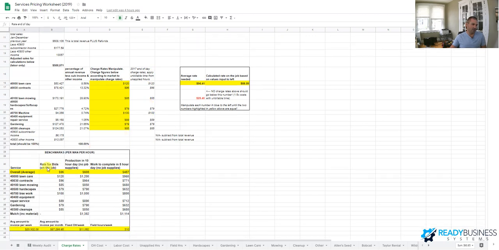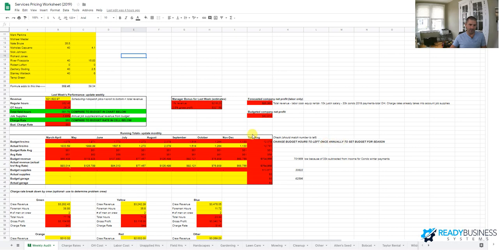So down here, it gives you a graph with benchmarks, telling you what you need to accomplish, how much you need to invoice a week, how much you need to invoice per month. It'll tell you the rate you should be bidding on the jobs for each service, and it'll tell you how much you need to be producing on a 10-hour day and an 8-hour day, etc.